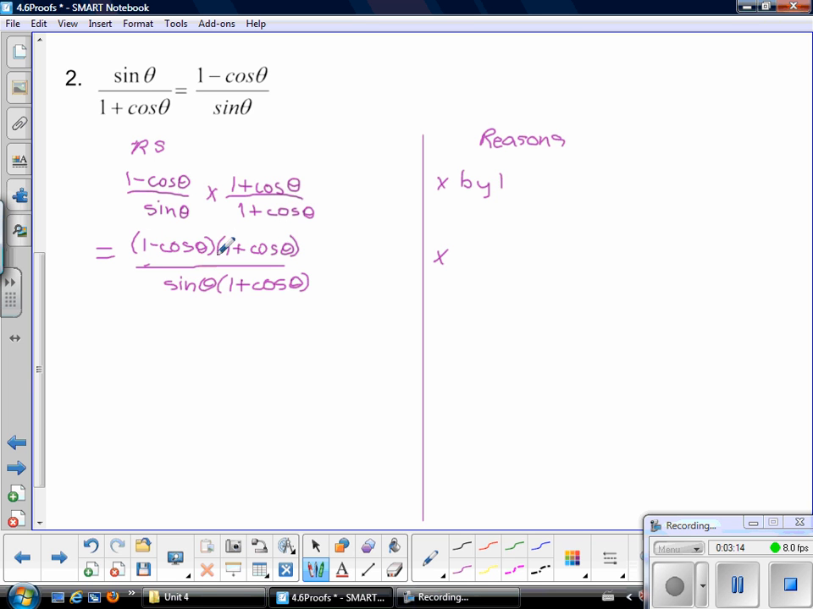Now I'm going to actually distribute this through, and you should see that what will come out is, because both brackets are the same, one's positive, one's negative, so really what I have there is 1 minus cos squared theta. So my reason, you can do difference of squares if you want. I think that's what I'll do. Difference of squares.